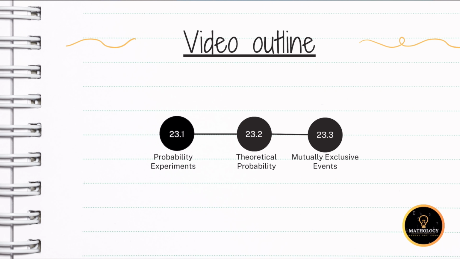In this lesson, we're going to cover probability. In the video outline, we're going to look at 23.1, which is probability experiments, 23.2, which is theoretical probability, and 23.3, which is mutually exclusive events.